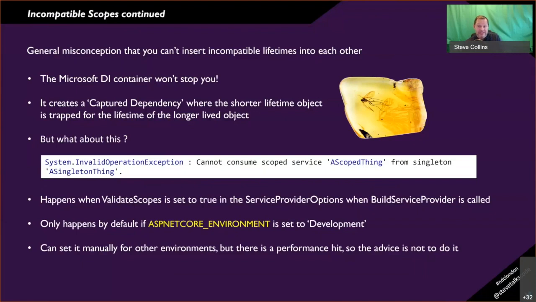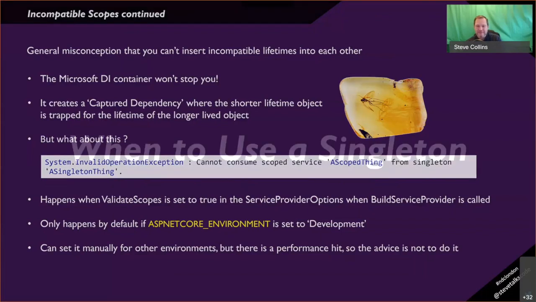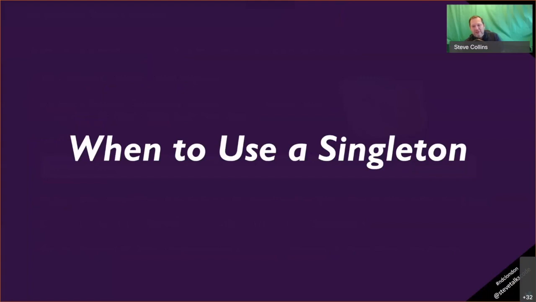Whilst I haven't got time to cover it here today, there's also a validate on build method that you can use to try and help identify any registration problems at build time, but it's fairly limited in the problems it can identify. So how much it gains you, not really sure. So moving on.